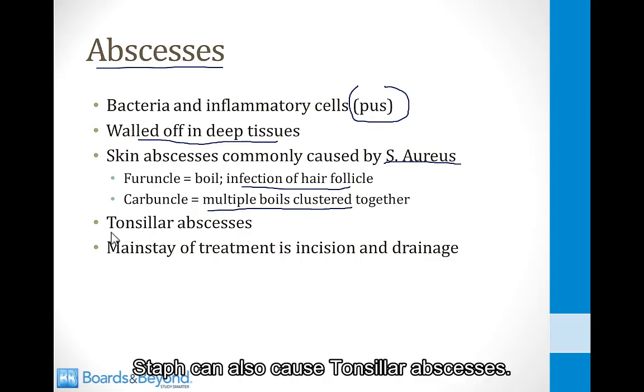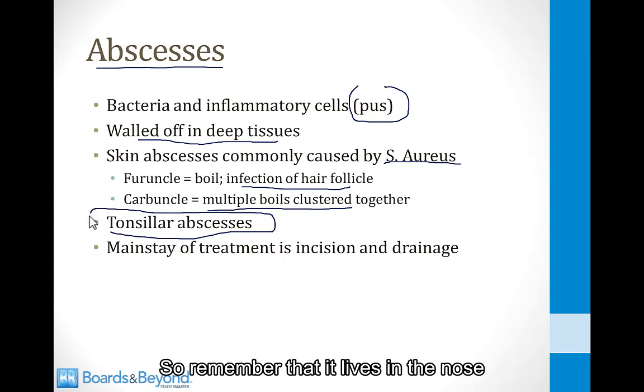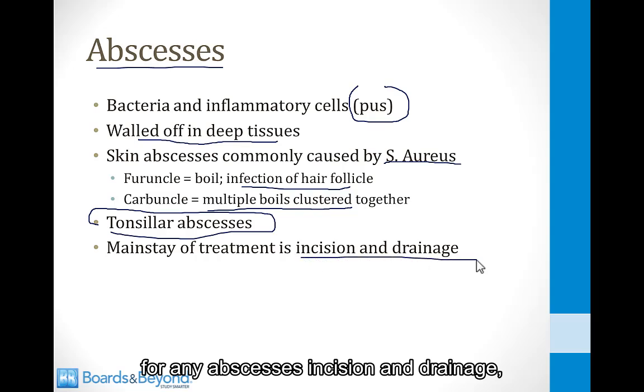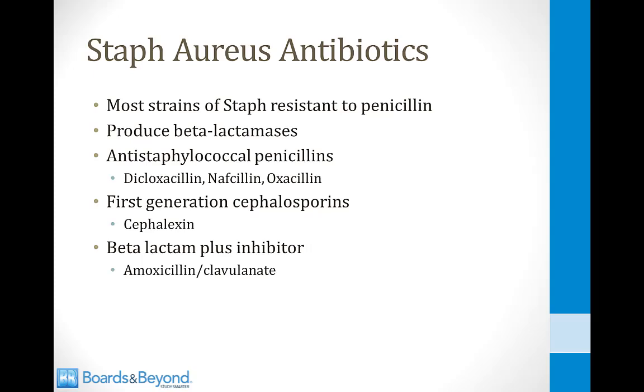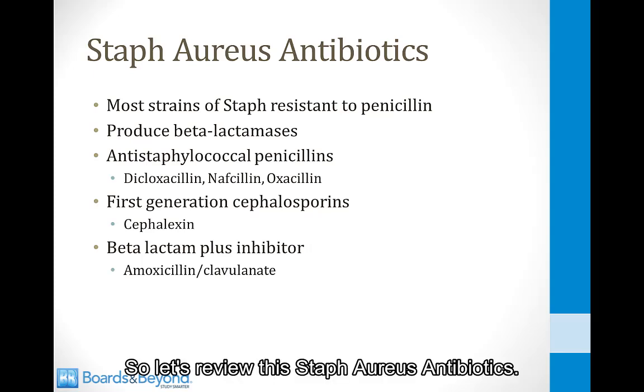Staph can also cause tonsillar abscesses, so remember that it lives in the nose and it can sometimes get into the mouth and it can cause abscesses in the tonsils. And the mainstay of treatment for any abscess is incision and drainage. Antibiotics often can't get inside enough to control the infection, and usually it requires a medical procedure to get rid of all that pus. So let's review the Staph aureus antibiotics.